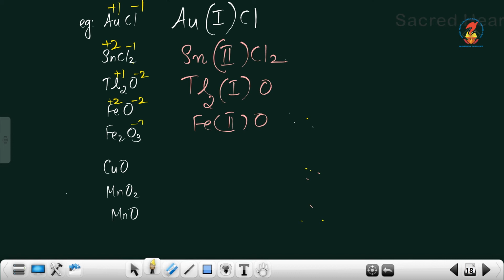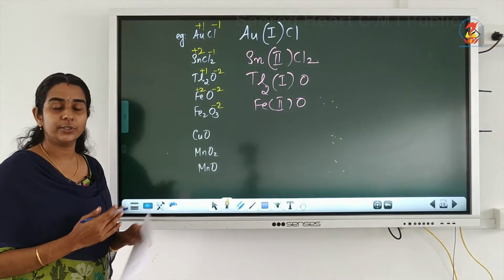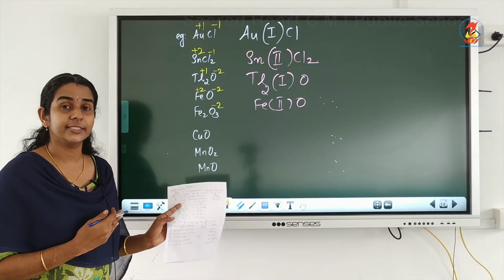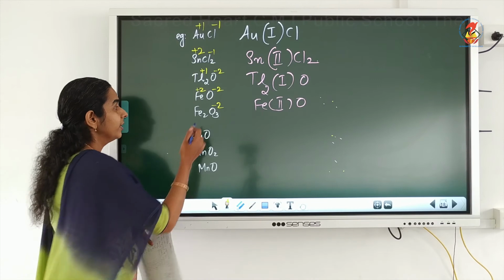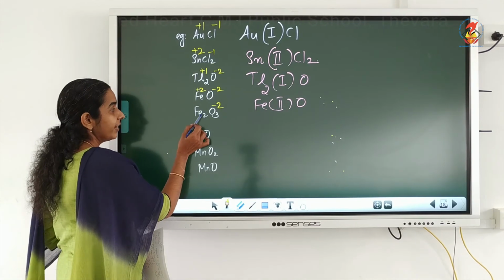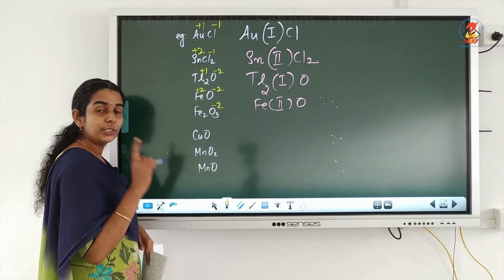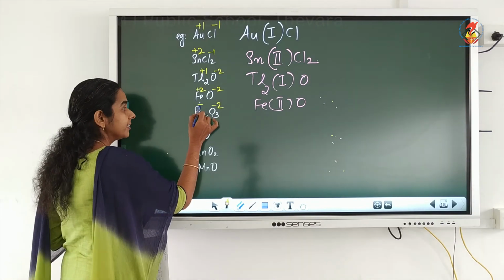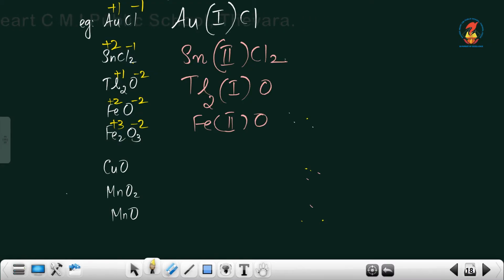Now the next one is Fe2O3. So oxygen is minus 2, minus 2 into 3, minus 6. So here on the left hand side it should be plus 6. Otherwise it won't become 0. So how will it become plus 6? Here we have 2 iron atoms. So 1 iron it should be plus 3. So plus 3 into 2, plus 6. Minus 2 into 3, minus 6. Plus 6 minus 6 it should be 0. So how can we write it?